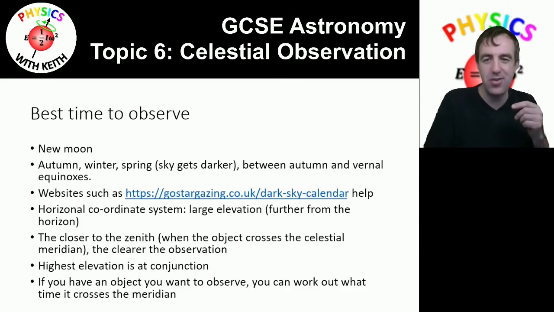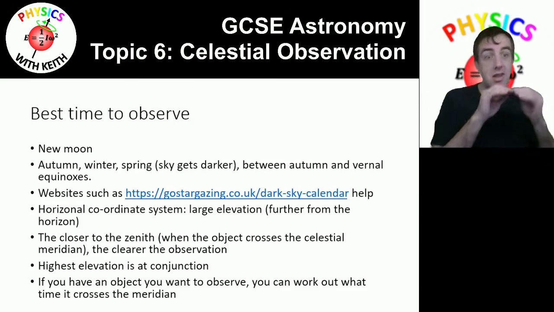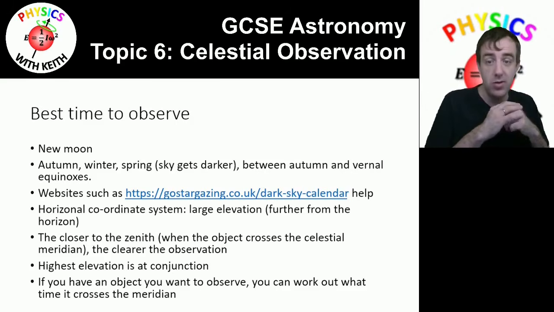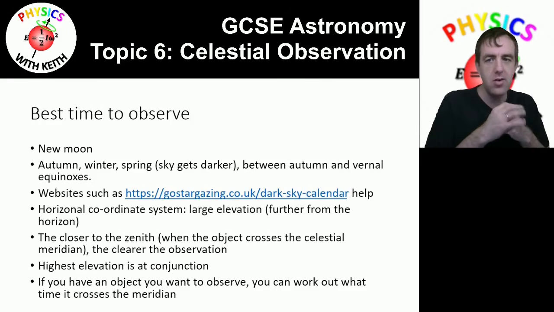So you want as large elevation as possible to get away from that horizon, so there's less air in between you and the body you're looking at, so there'll be less shimmering and shaking of the body. Close to the zenith as possible. And the closer it is, the clearer the observation.